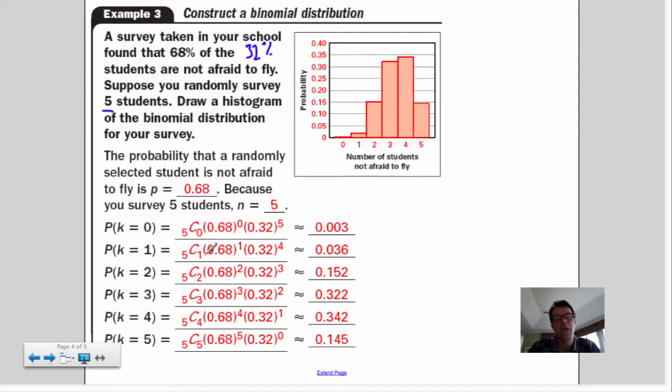Does that make sense? And so here now we do the probability of 1 of the 5 kids that you asked being afraid of flying, and the probability would be 5C1 times the probability of that person being afraid to fly, and then times the probability that the other 4 students you picked are not afraid to fly, and that's about 3.6%. What's interesting, you start to see the way this falls out, that more than likely, the highest probability is that you're going to get 4 students that are not afraid to fly and 1 that is.